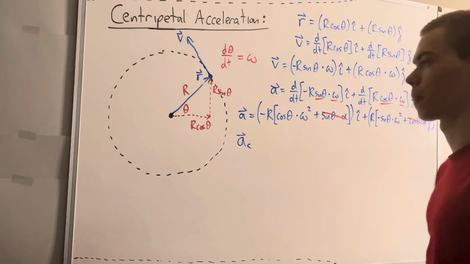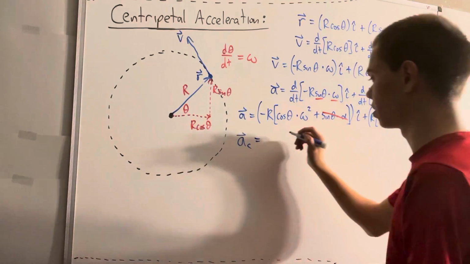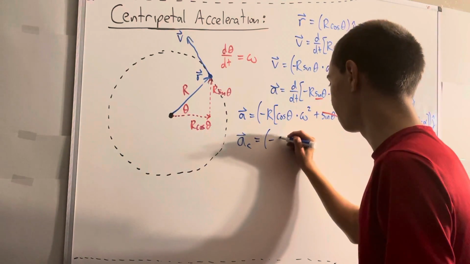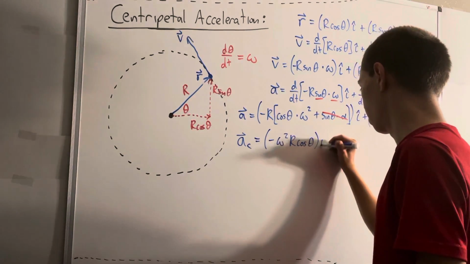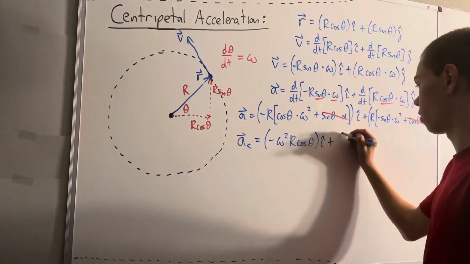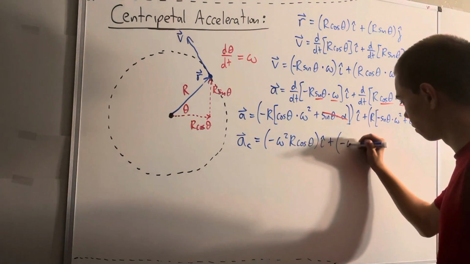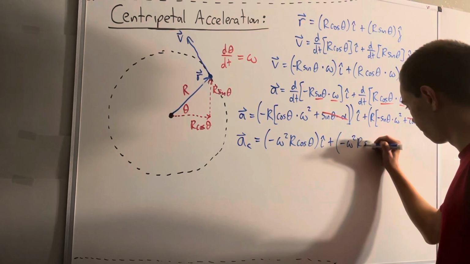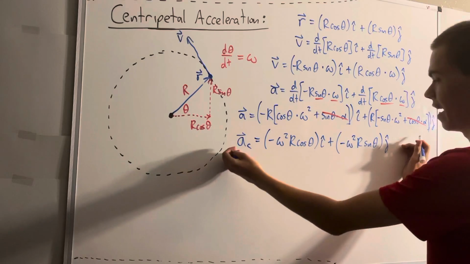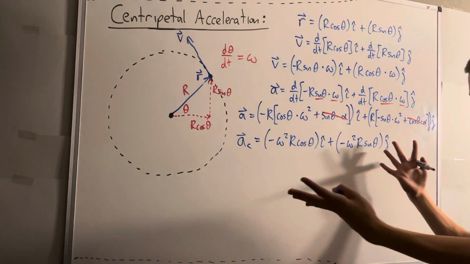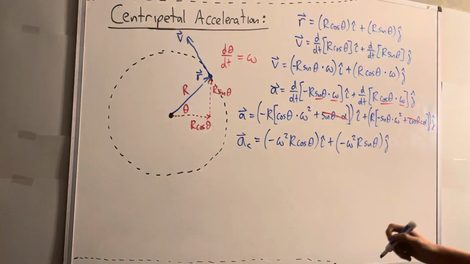That's the whole idea. Now, for our x component, this is going to be negative omega squared r cosine theta i. And for our y component, we have negative omega squared r sine theta. So this right here is the acceleration vector. But remember, we're trying to find the magnitude of it, because that's usually how you find it.